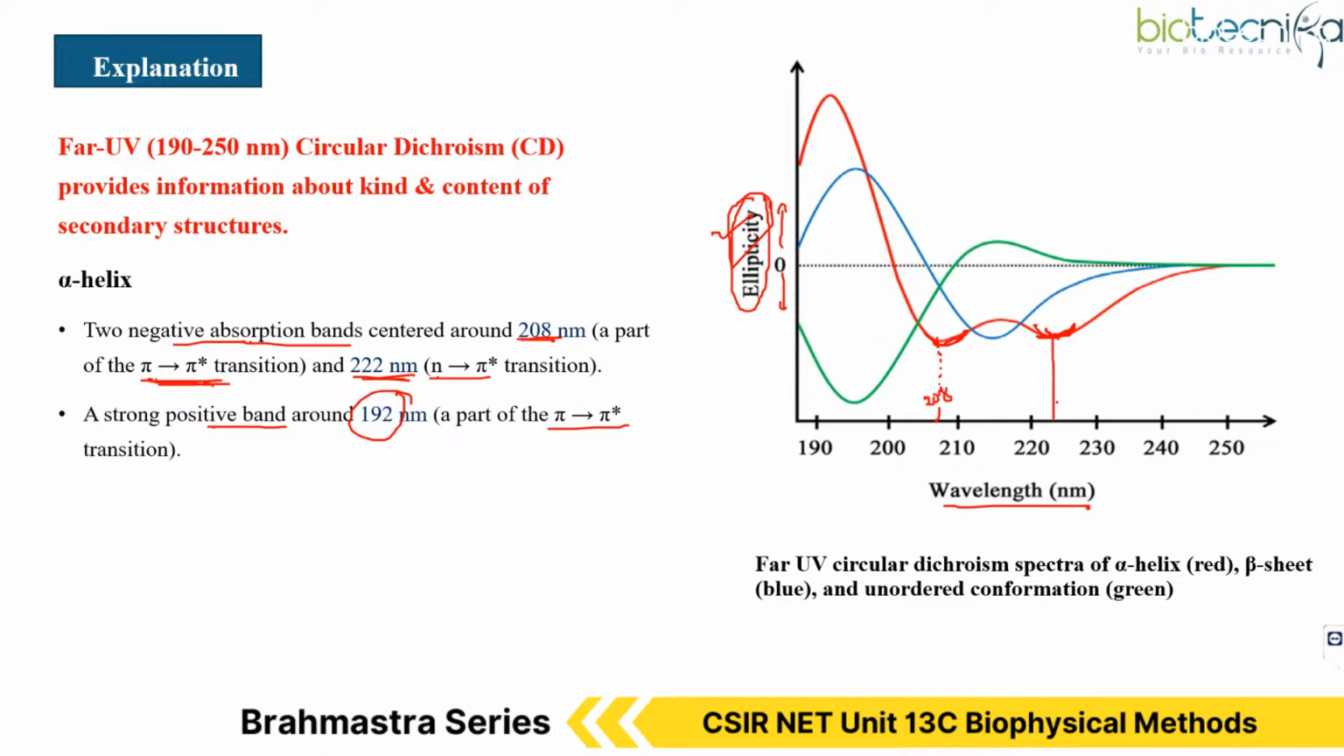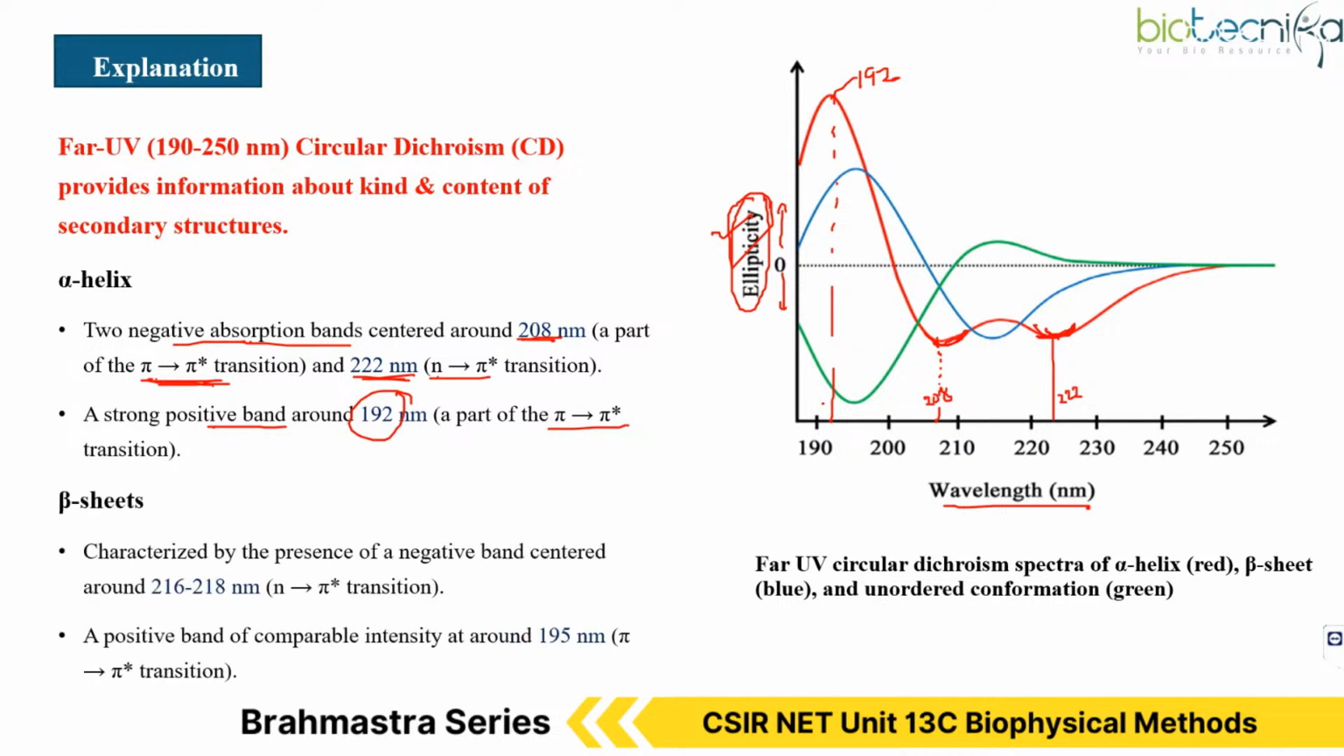So presence of these two bands indicates alpha helix structure, and a positive band around 192 nm. So you have to learn it. Then how will you know whether beta sheet is present or not? For beta sheet, you have to see the blue line. Beta sheet is always characterized by a negative band centered around 216 to 218, and a positive band centered around 195 nm.